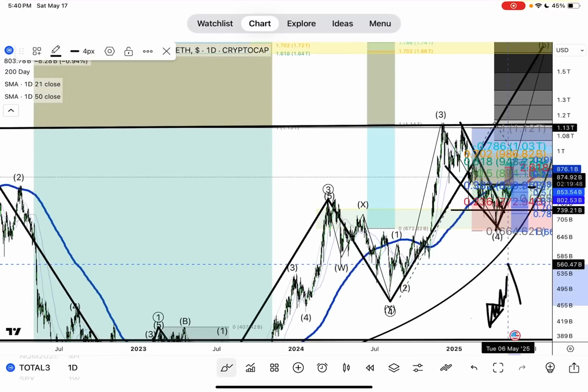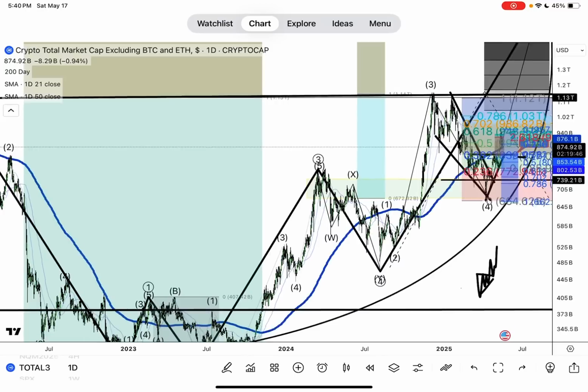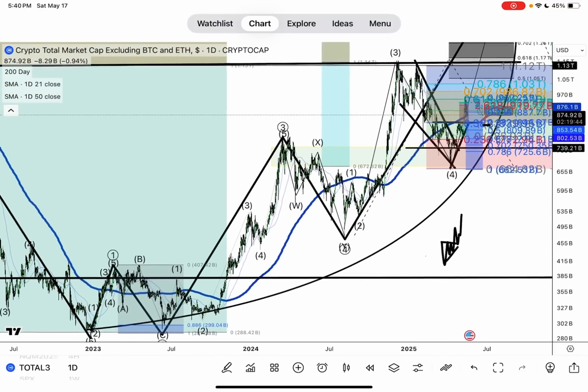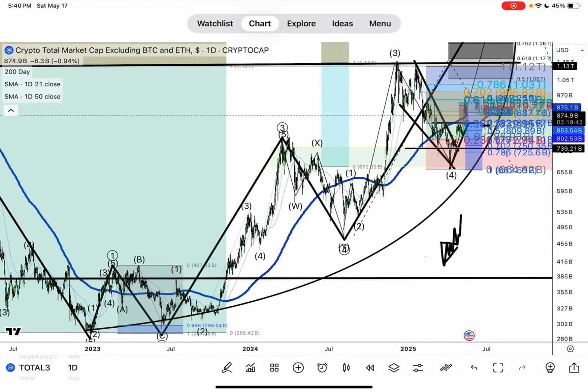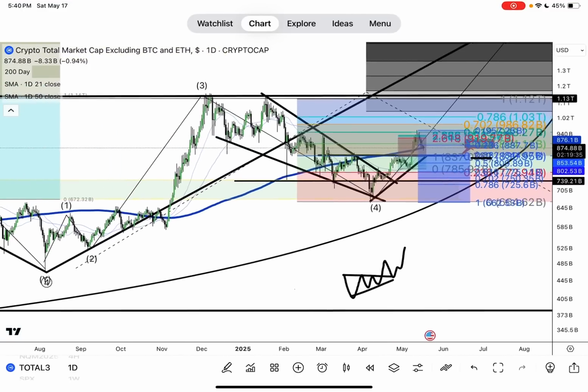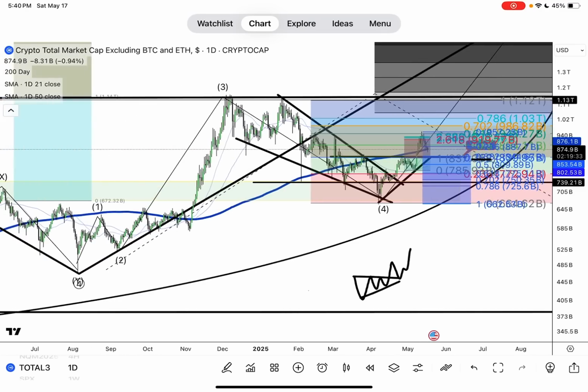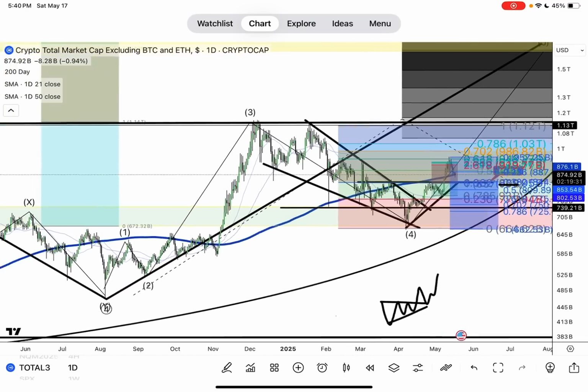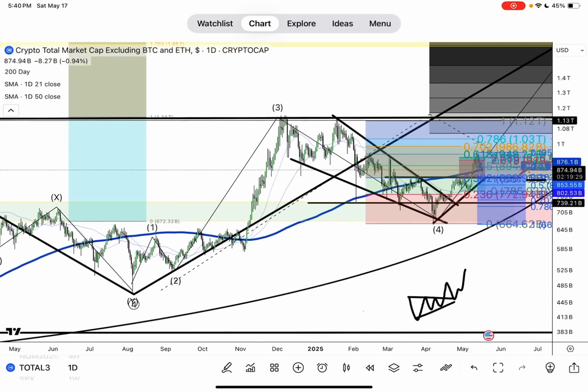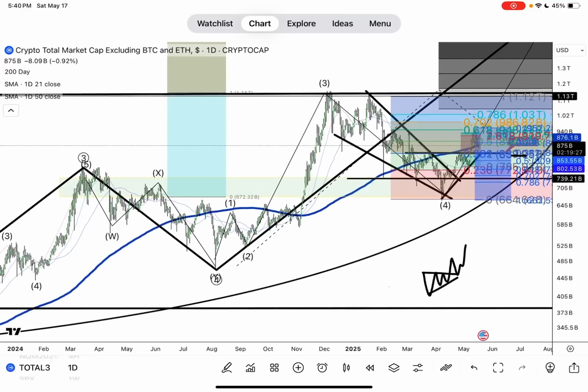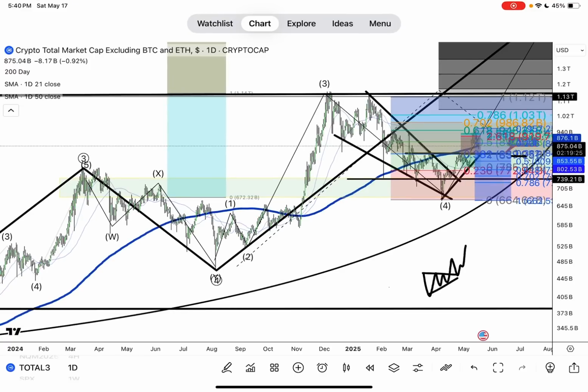As you guys can see, we haven't finished our wave 5 of 5. We're currently within wave 5, very similar to that of the S&P and the NASDAQ, right? But we still need the wave 5 of 5, which will likely top out at around 1.6 to 1.74 trillion, but we're going to have to alter those targets as the price develops, right? Because nothing in the market stays the same.